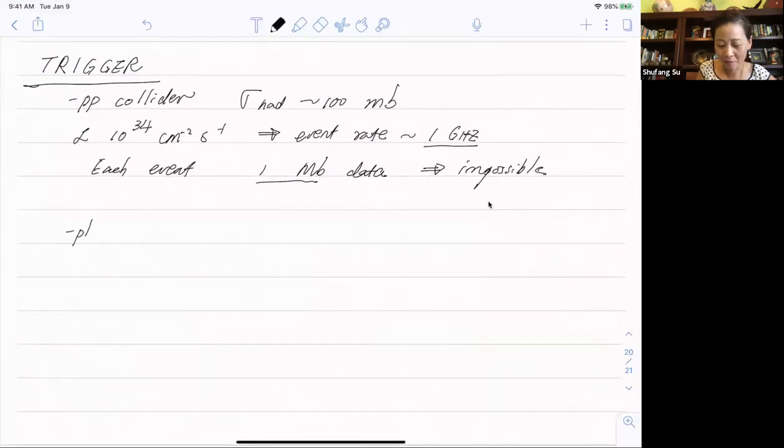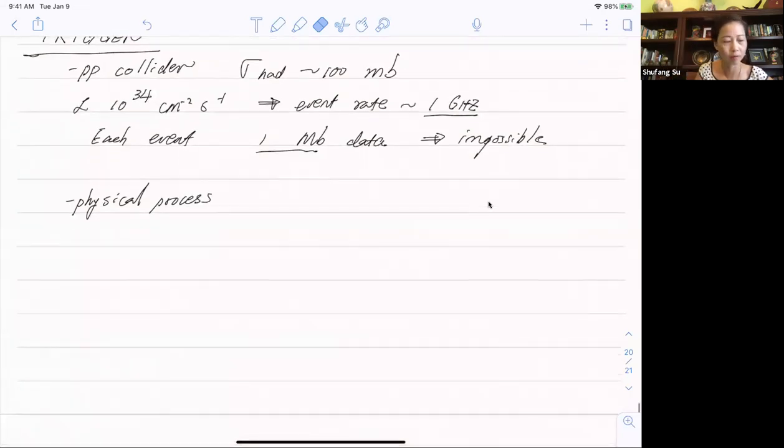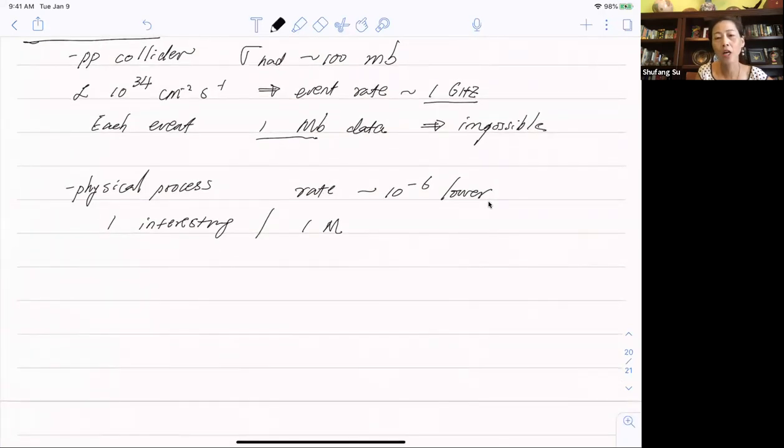The physical processes that are actually of interest are the cross sections I showed yesterday in the plot, not the topmost one, which is the total hadronic cross section. The rate of those interesting events is about 10 to the minus 6 lower or even more. Which means out of the 1 million events that happen at colliders, only one event is actually interesting. So the goal is not to record every single thing. We want to think of a smart way, and that's what a trigger is: to trigger on the interesting events and then record them. That's what the trigger is all about.